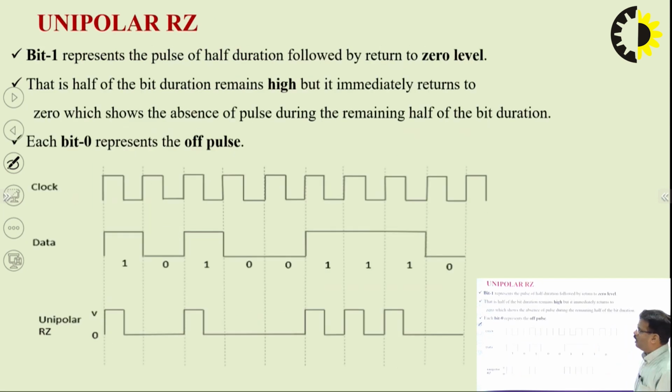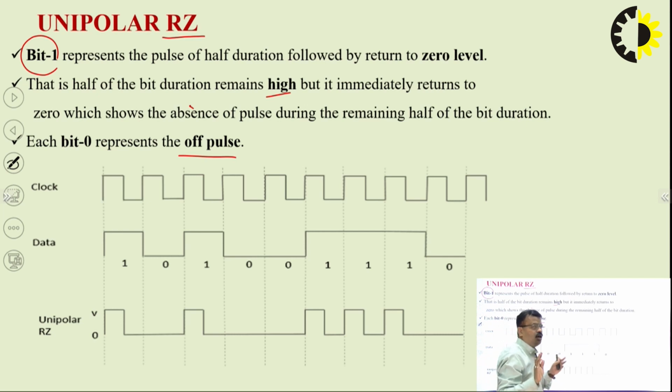Now unipolar RZ. RZ means return to 0. Now here bit 1 represents the pulse of half duration followed by return to 0 level. That is, half of the bit duration remains high, and after the half it immediately returns to 0, which shows the absence of pulse during the remaining half of the bit duration. It is for bit 1. For bit 0, it only shows the off pulse of 0 volt amplitude.